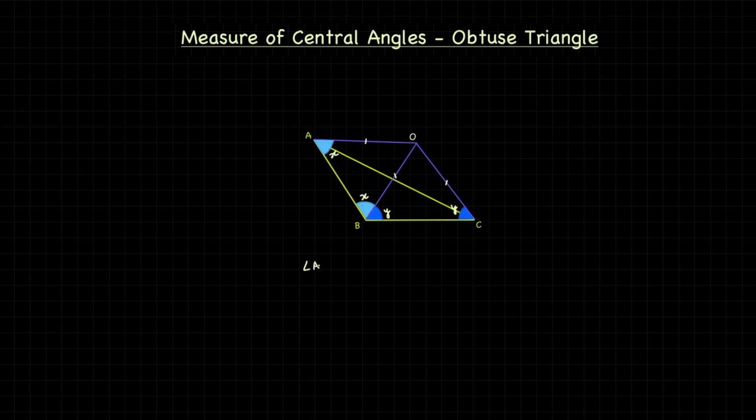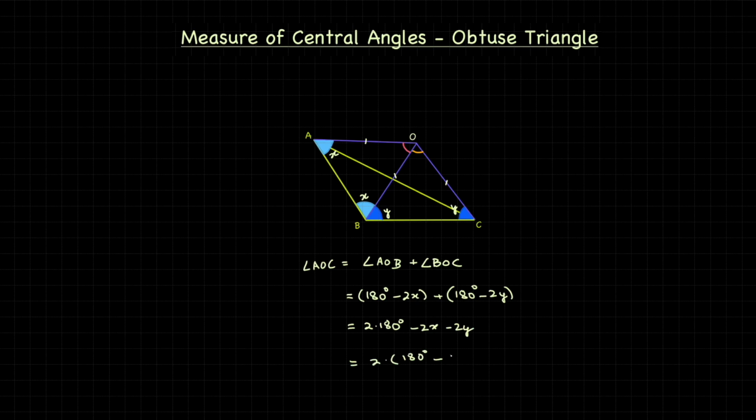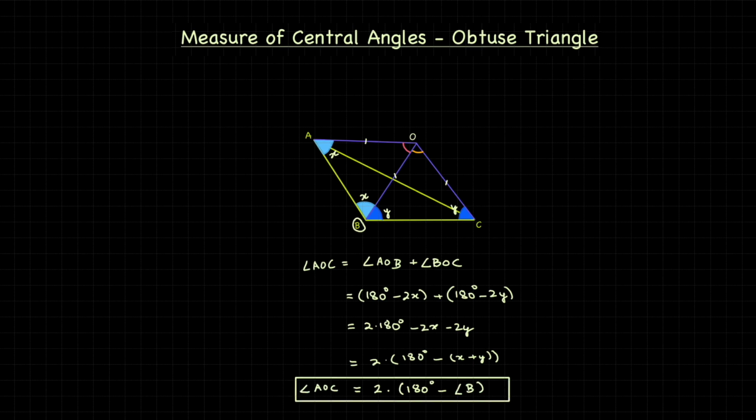Now angle AOC is composed of two parts, again angle AOB and angle BOC. Now if we look at angle AOB in triangle AOB, its measure is 180 minus the other two angles, 180 minus 2x, and similarly the measure of angle BOC will be 180 minus 2 times y. So the sum is 360 minus 2x minus 2y, or 2 times (180 minus (x plus y)). Now x plus y is angle B, so the formula for angle AOC opposite the obtuse angle B is 2 times (180 minus angle B).